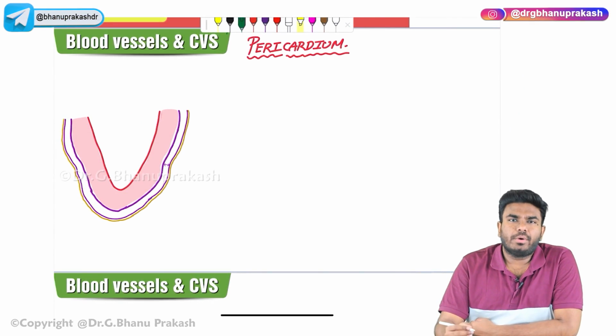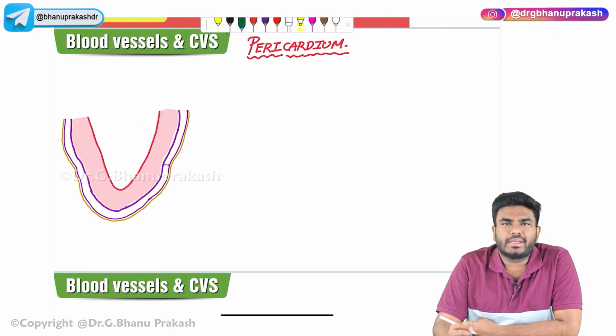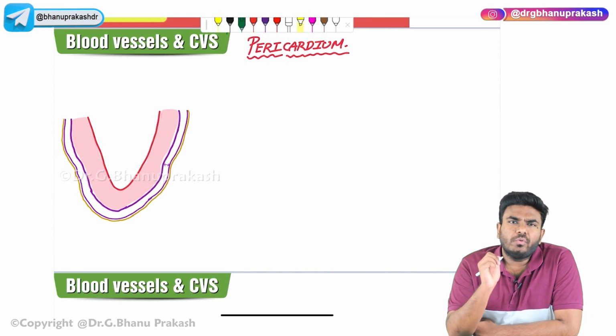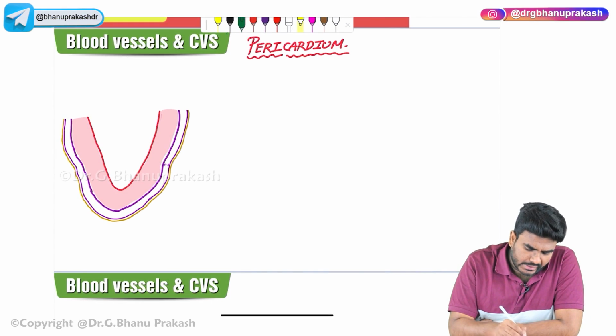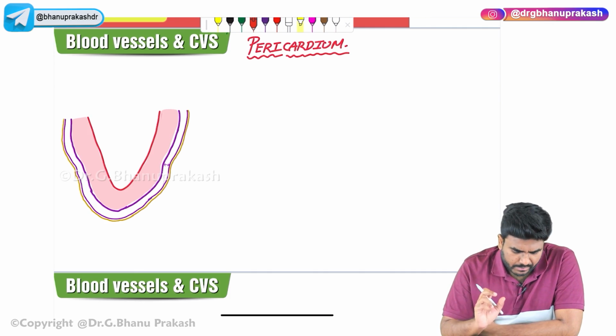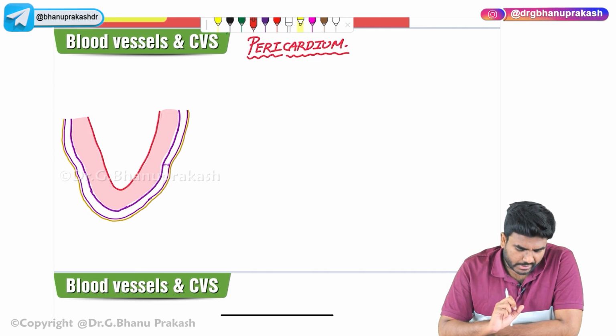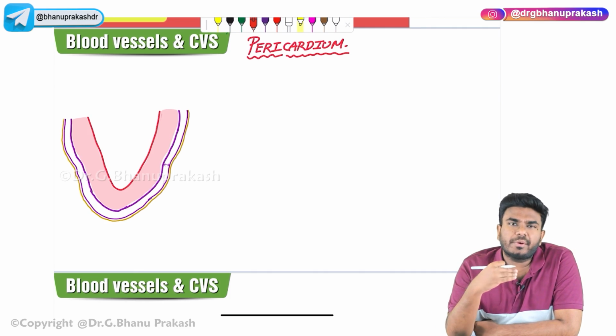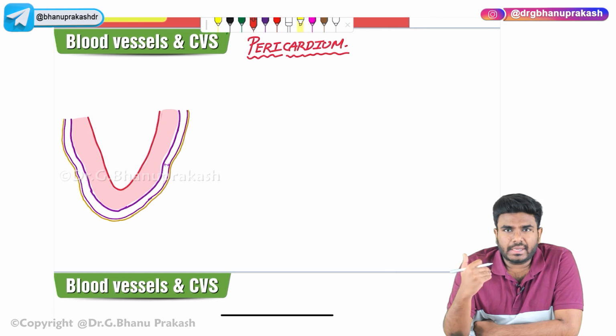Welcome back guys. Now in this video let's discuss pericardial disorders. Before discussing the pericardial disorders, I just want you to know what exactly the pericardium is and how many layers it is made up of. We all know the heart is made up of 3 layers: the inner endocardium, myocardium and pericardium.